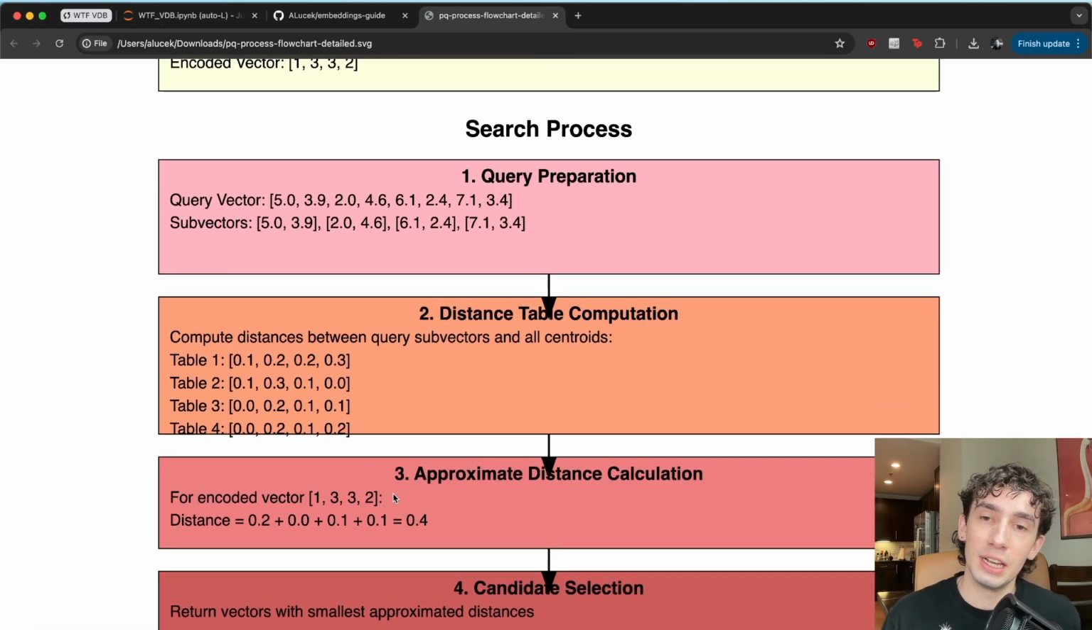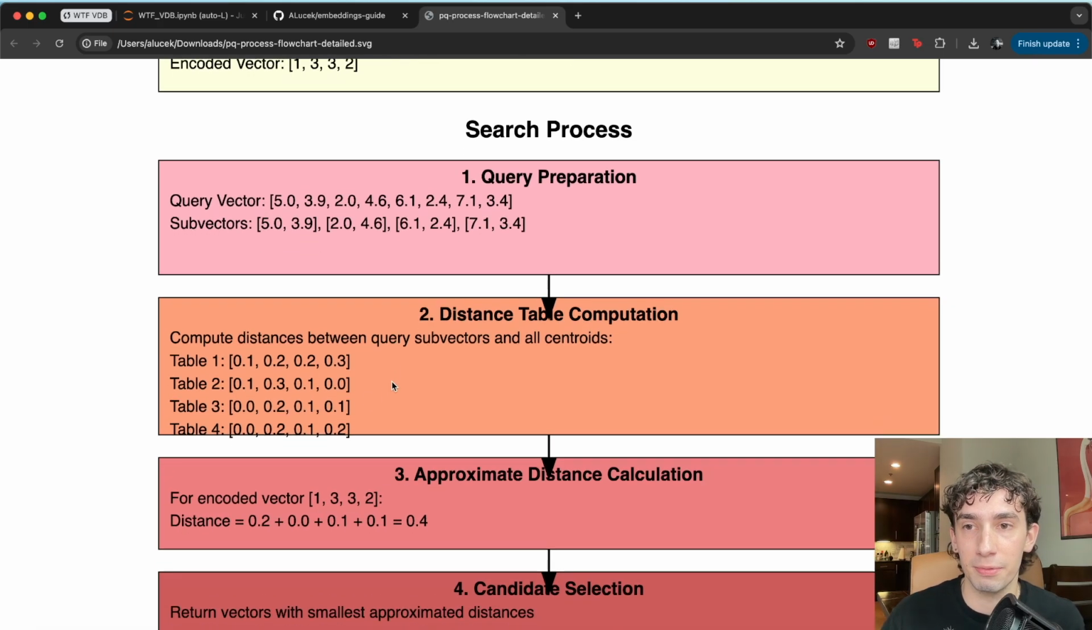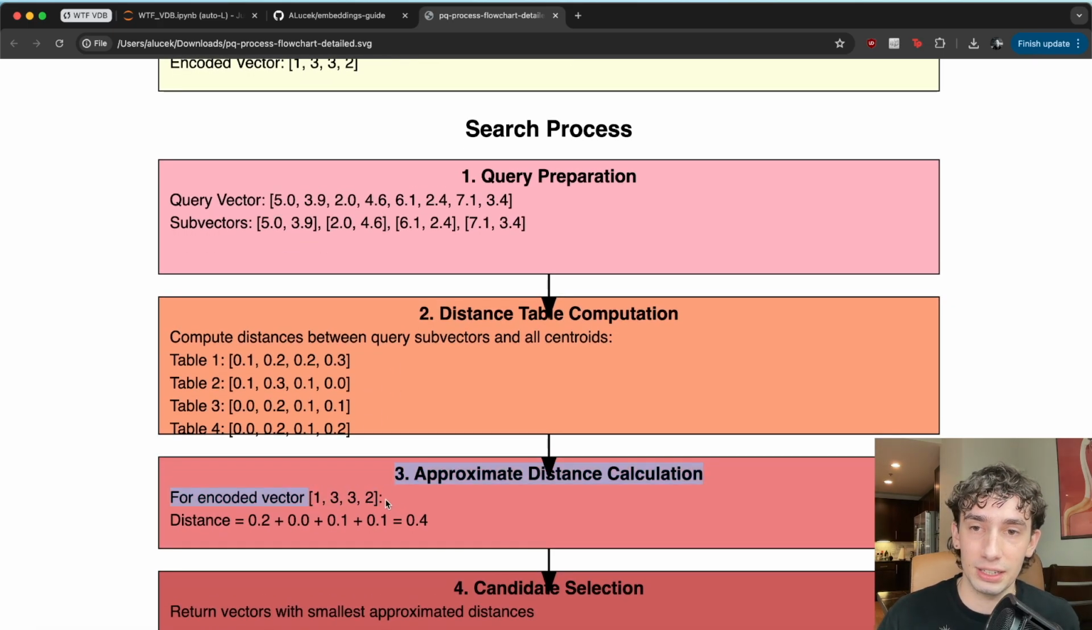And then what we can do is take the approximations that we have of our encoded vectors and approximate the distance by looking at the table and the corresponding distance calculated from our query subvectors. So for our encoded vector here, what we would be looking at is 1 in table 1, which would be 0.2, 3 in table 2, which would be 0, so on and so forth, which would give us an approximated distance of 0.4. Running this very simple table lookup and addition across all of our encoded vectors, we can return the vectors with the smallest approximated distances.